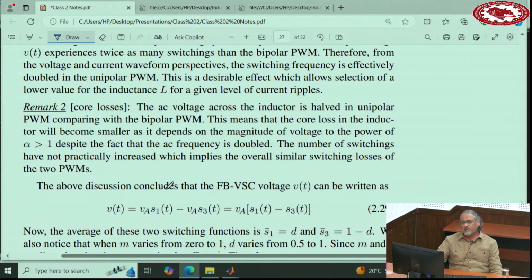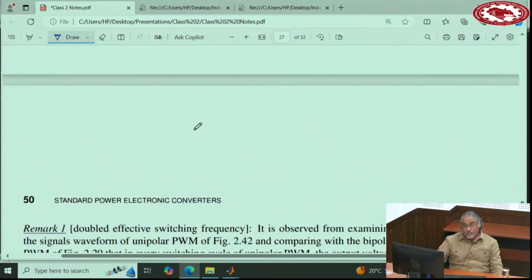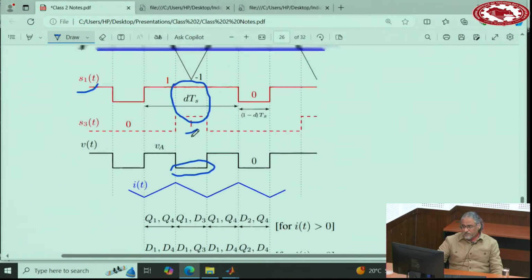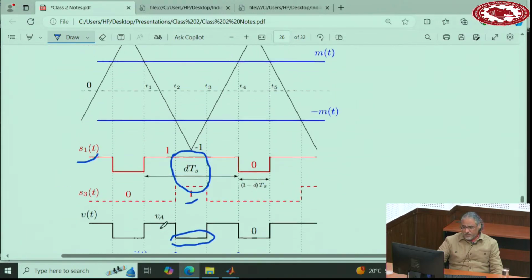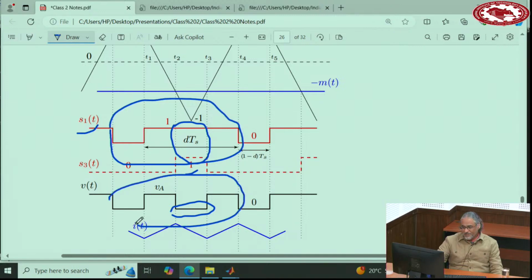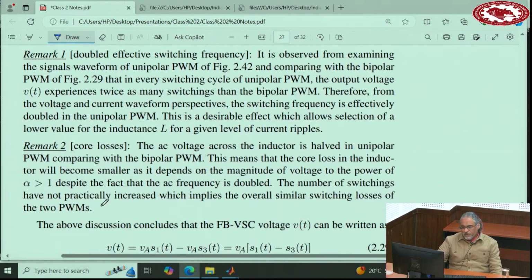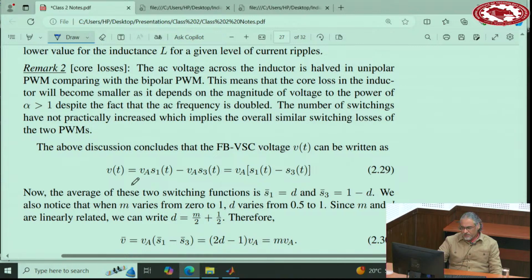Here I talk about advantages and disadvantages. Doubled effective switching frequency, let me emphasize here. Look at this one, VA. During one cycle of the switching, you have twice the number of switches. So that's why I told you it's twice the effective switching frequency. And I talked about core losses or hysteresis losses here.